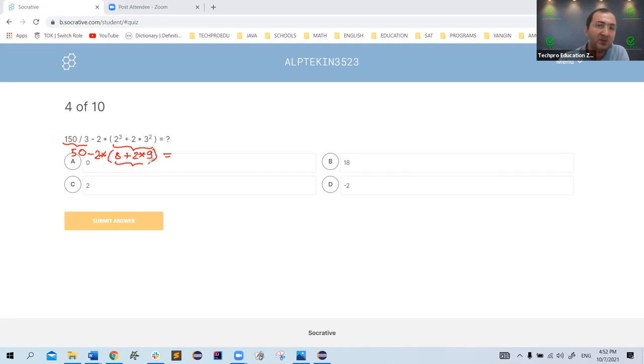Then we haven't finished yet inside the brackets. Let's complete it. Okay, we have addition and multiplication. First we do multiplication. 2 times 9 is 18. This is 8 plus 18 here. So here is 50 minus 2 times. Let's rewrite. 8 plus 18 is 26. So this is the result inside the brackets. We will multiply by 2, and here is 50 minus. Okay, we have subtraction and multiplication. First we do multiplication. 2 times 26 is 52. 50 minus 52 is minus 2. So the correct answer is D.